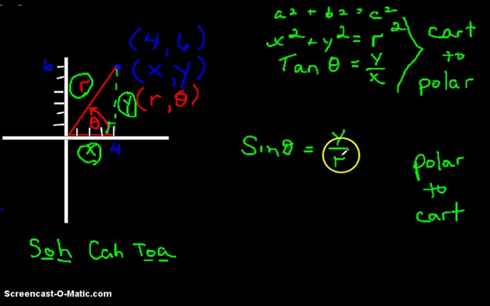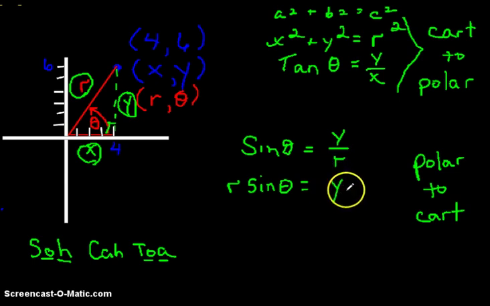And then we would further like to isolate the y, because remember, we're going to be given theta and r, and we want to convert it to the y coordinate. So we want to multiply both sides of the equation by r, and that gives us y equals r sine of theta. So that's great. So now we've got our y coordinate.